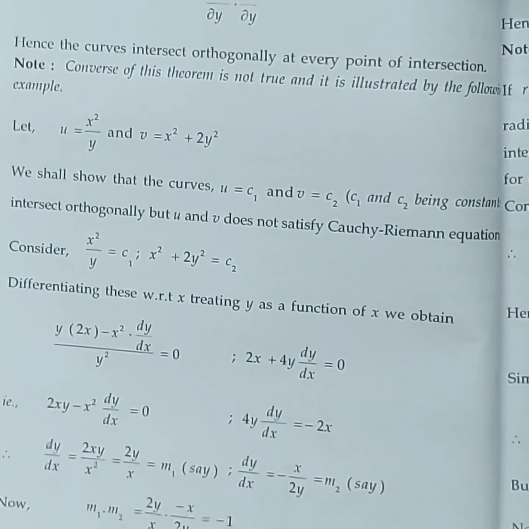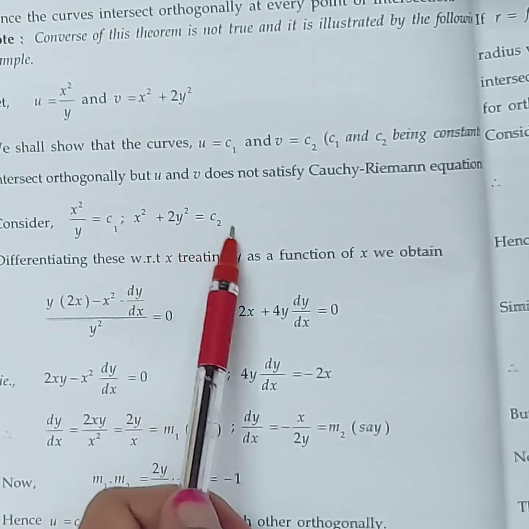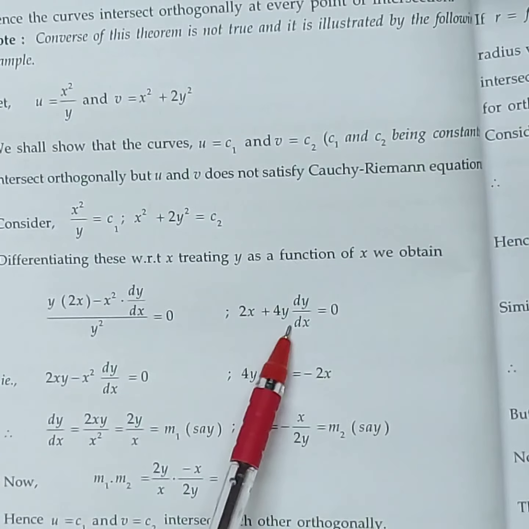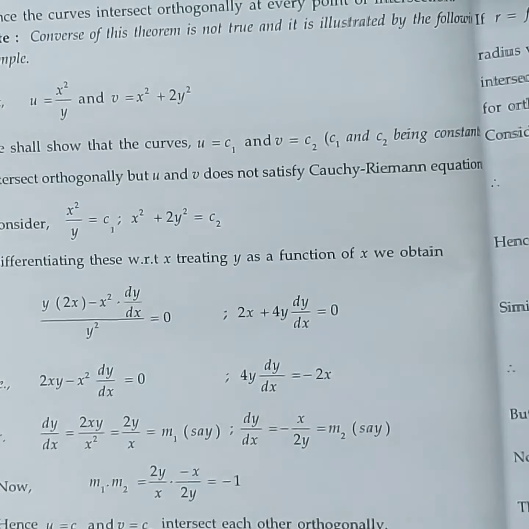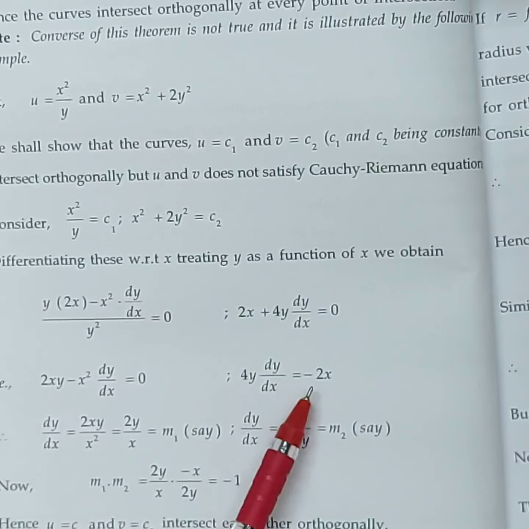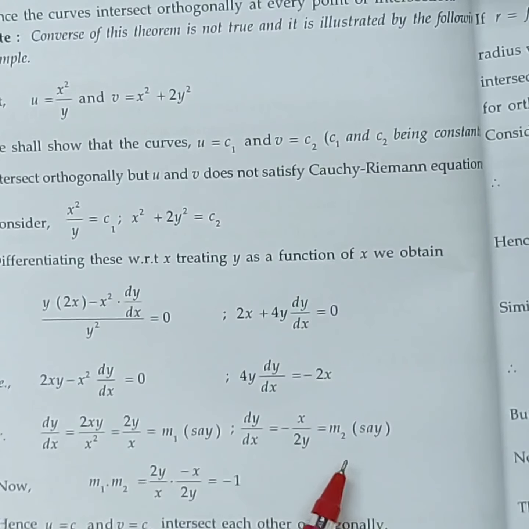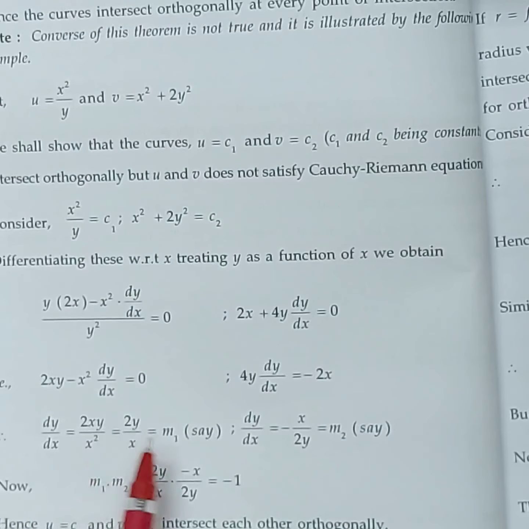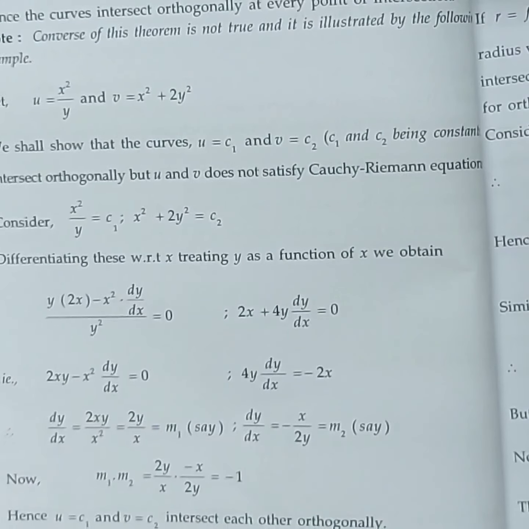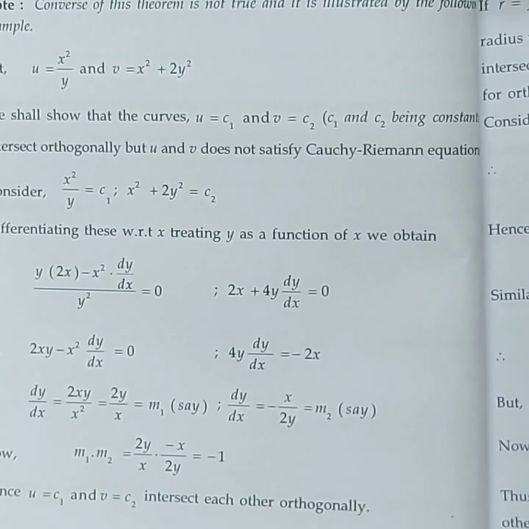Similarly, we are going to differentiate v. Okay, what is v here? x square plus 2y square is equal to c2. So x square differentiation 2x, 2y square differentiation is 4y. I am treating y as a function of x, remember that. So into dy by dx I will get, this is equal to 0. So 4y into dy by dx is minus 2x. Therefore dy by dx is minus x by 2y. This is my second slope m2. And now I am going to multiply my first slope m1 and the second slope m2. So we are getting minus 1. Hence the curves u is equal to c1 and v is equal to c2 intersect each other orthogonally.